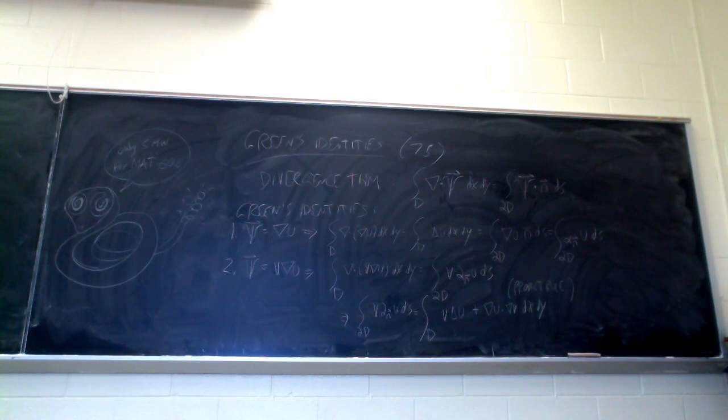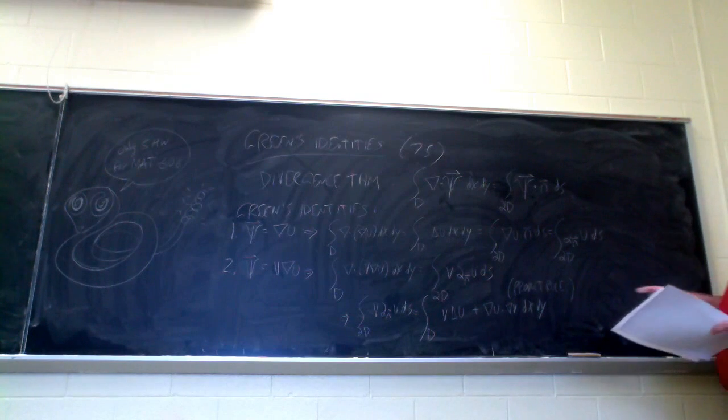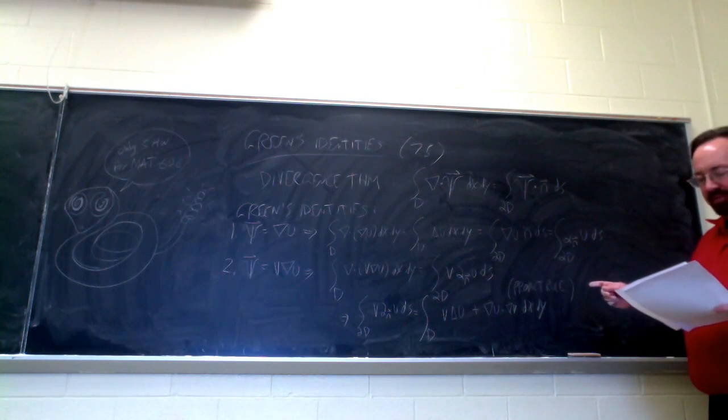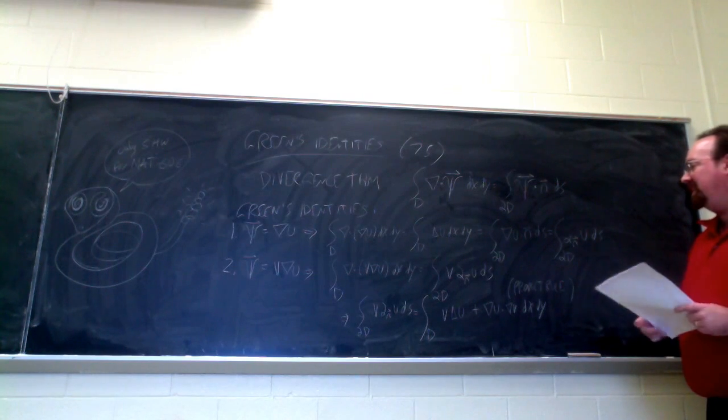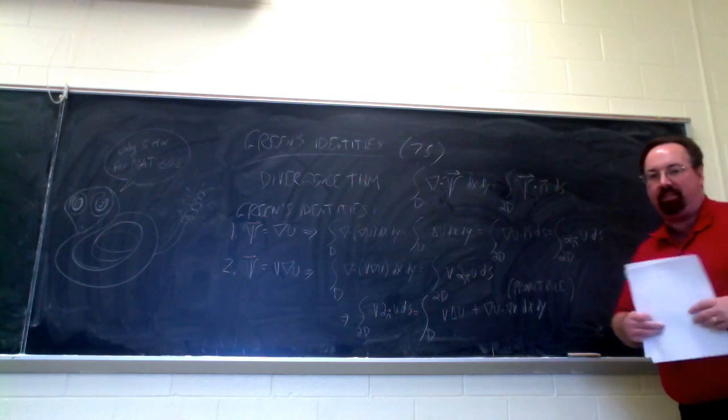All right, so that is the second Green's identity, which I've not fully proven. But from this, it becomes very easy to get the third Green's identity. So you can think of it as a consequence of this.